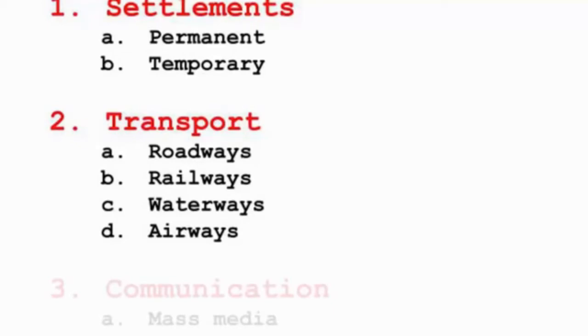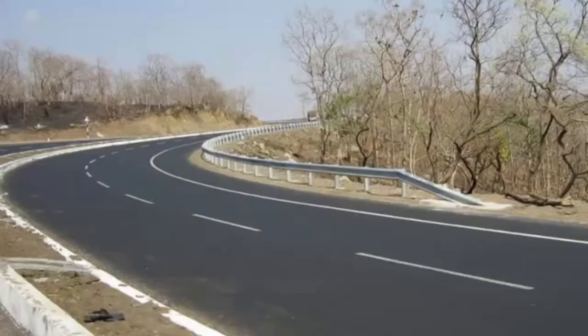One of the greatest inventions that made transport easier was the invention of the wheel. Now today we have aeroplanes that have made travel faster. Modern means of transport thus save time and energy. So the four major means of transport are roadways, railways, waterways and airways. Let's understand about each one of them.